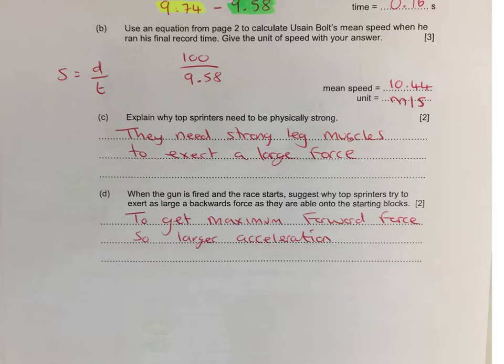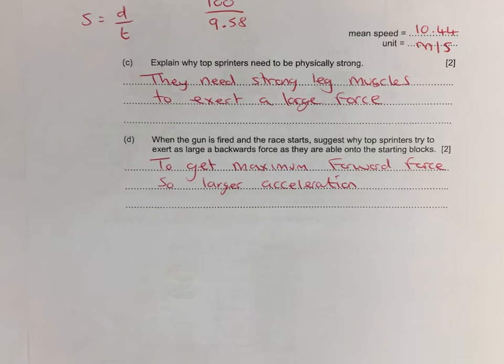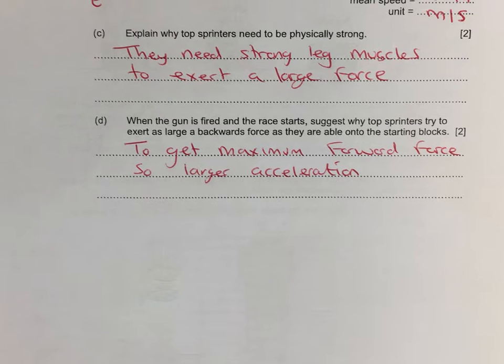Why do top sprinters need to be physically strong? Because they need strong leg muscles to exert a large force. Bit of a nonsense question if you ask me, but it was in there. When a gun is fired at the start of the race, suggest why top sprinters try to exert their backwards force. It's to get that maximum forward force to get a larger acceleration there.